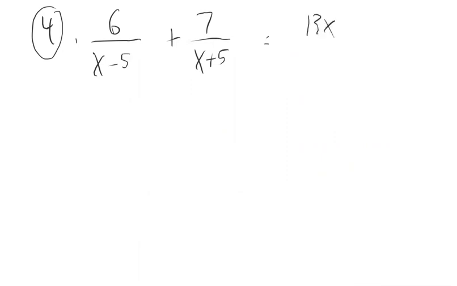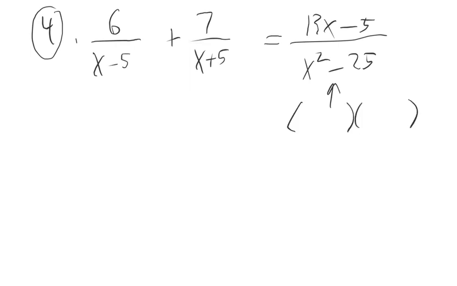So problem 4 says 6 over x minus 5 plus 7 over x plus 5 equals 13x minus 5 over x squared minus 25. Well, if you remember in intermediate algebra, I talked a lot about how you'll use factoring to solve harder types of problems. So we need to look at this denominator and factor that out. We can break it apart into 2 pairs of parentheses. The x squared can break apart into x times x. The negative 25 can break apart into negative 5 times positive 5.